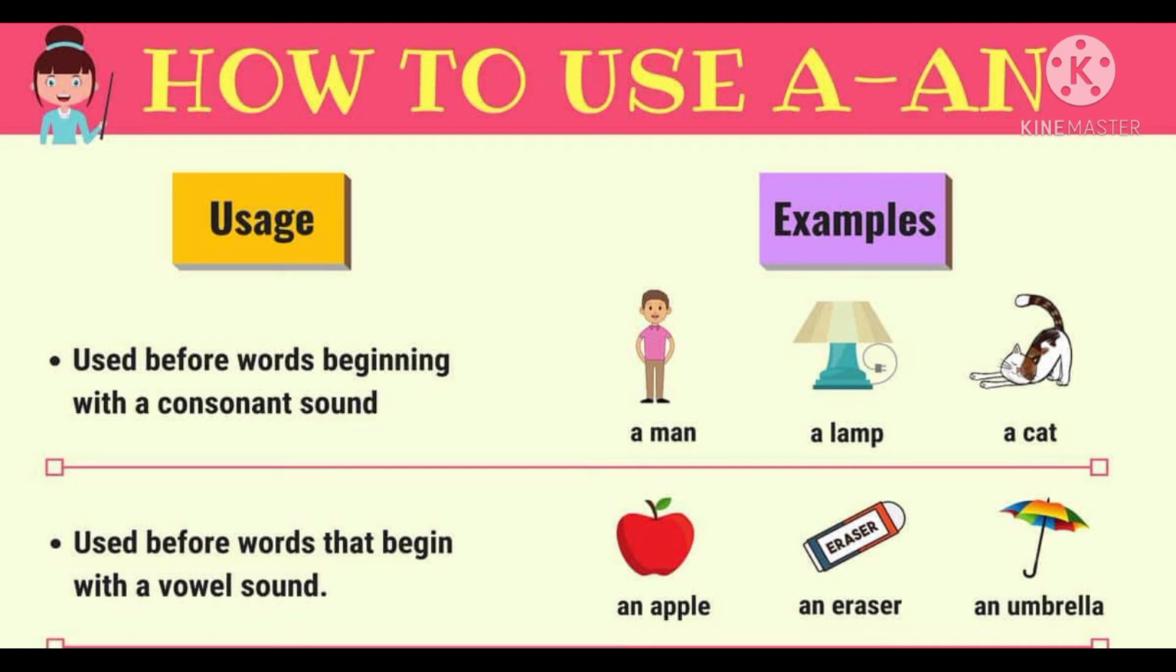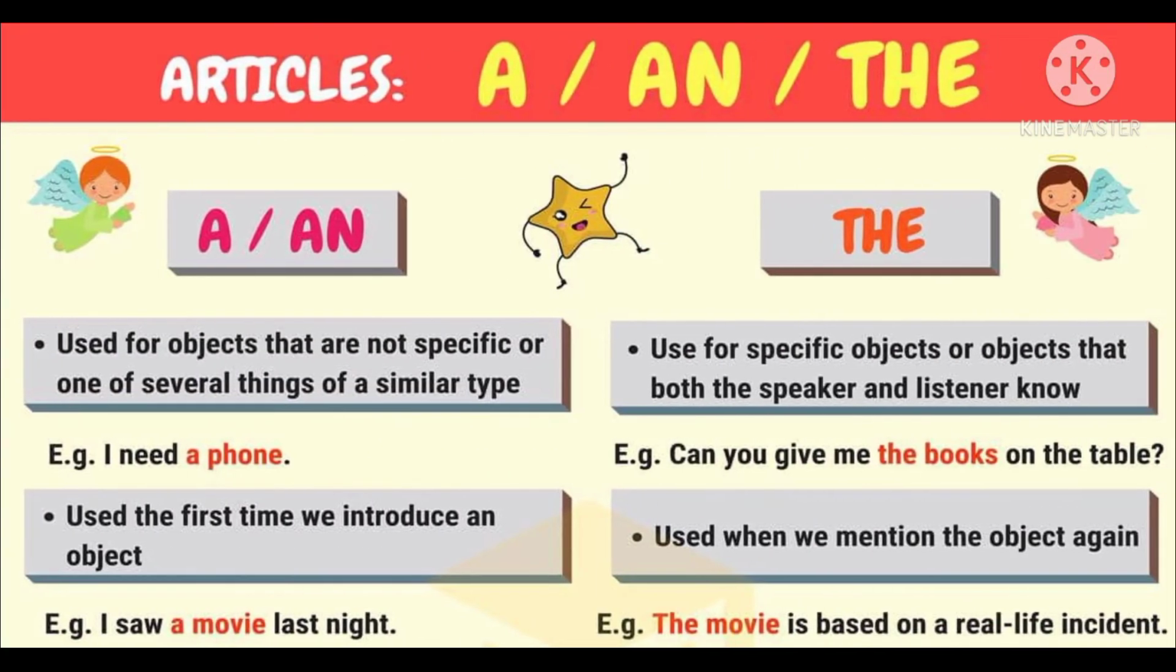Say for example, a man, a lamp, a cat. So M, L and C, these letters have a consonant sound. The indefinite article an is used before words that begin with a vowel sound. An apple, an eraser, an umbrella. To make your concept of articles more clear, look into the picture.